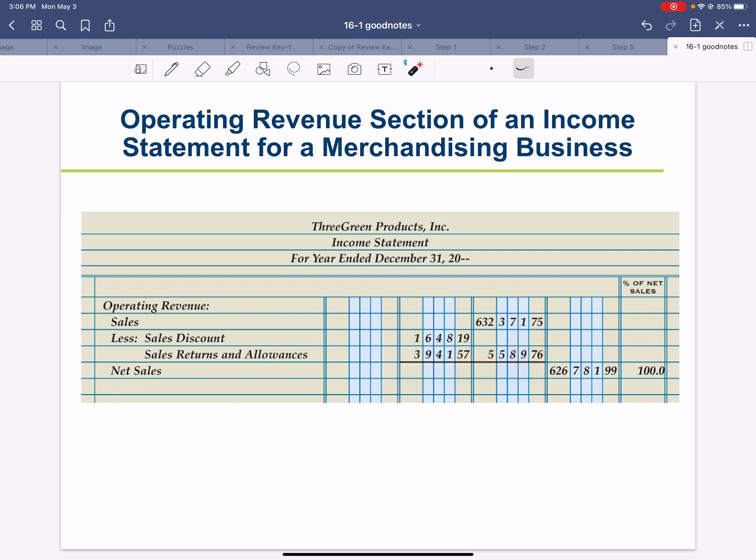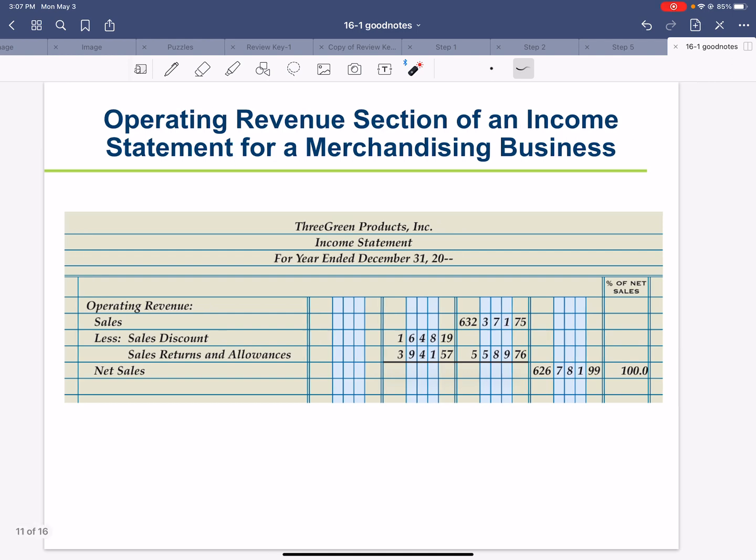Instead of creating another line, we just put it on the same line, understanding that this is a total of those 2 numbers. Then our next is our net sales. We take our total sales minus our contra sales, and we come up with the total amount of our net sales. And that is 100%. That's what we will compare everything to when we do our comparisons.